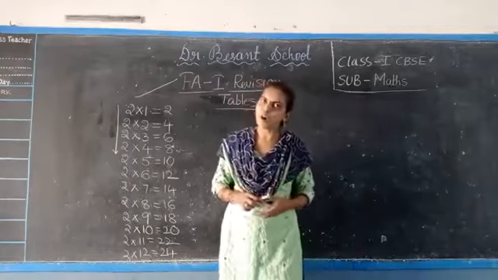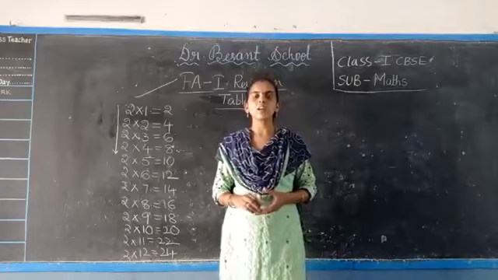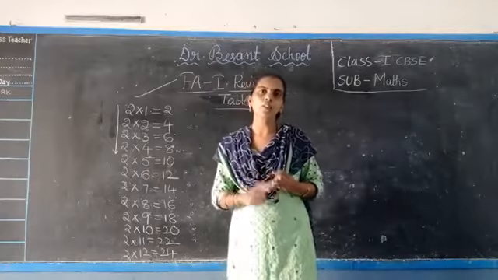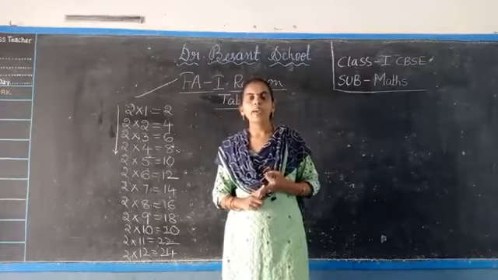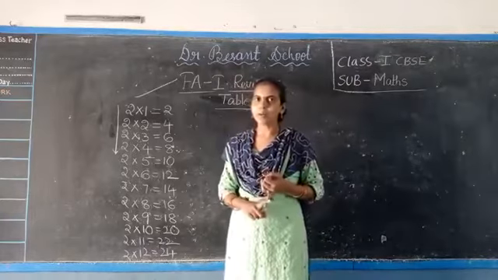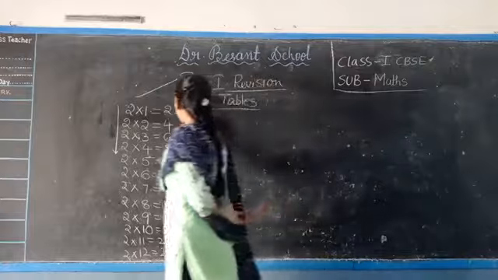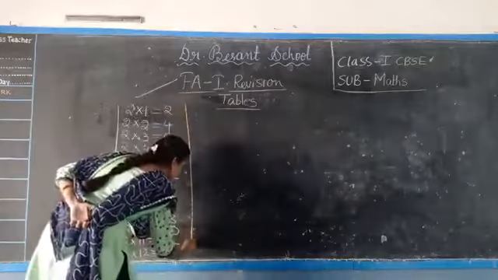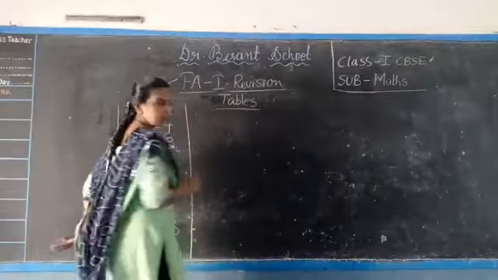I am giving you the forward direction of the tables here. Today I will discuss the 2 table, 3 and 4. Okay, you need to follow the tables in forward as well as backward. So after that, let me write down the remaining tables also. 3 table and 4 table.